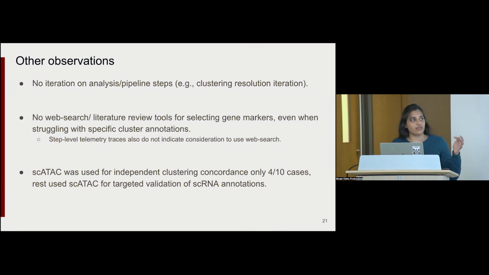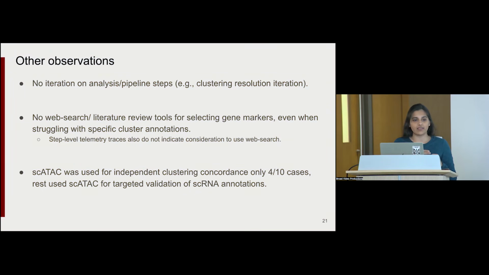And then finally, the single-cell RNA part of it was standardized. It's pretty standard in how people do it. And we were very curious to know what the agent was doing with the single-cell ATAC data, because it actually gives very important insights into the cell states. And so we found that the agent was using that data for independent clustering only 4 of the 10 times, for the 10 different cancer types we had. And in the rest of the cases, the agent was just using it to spot check.